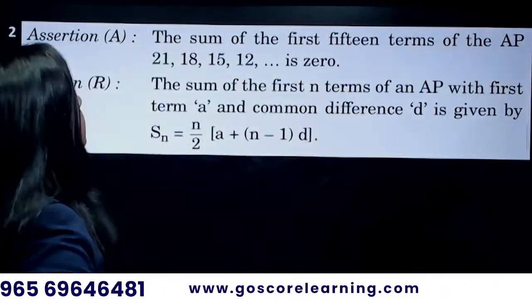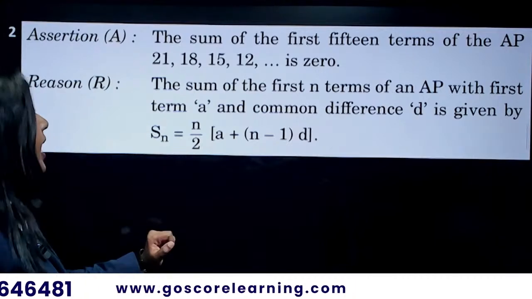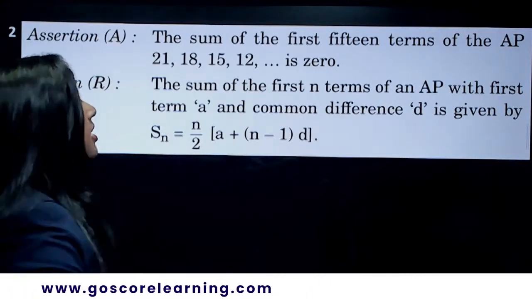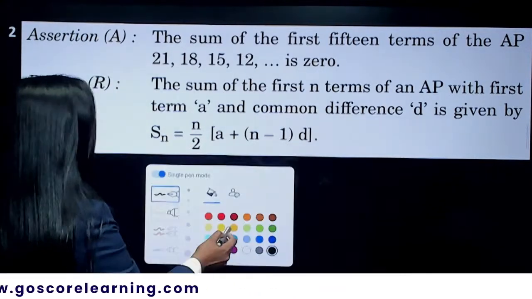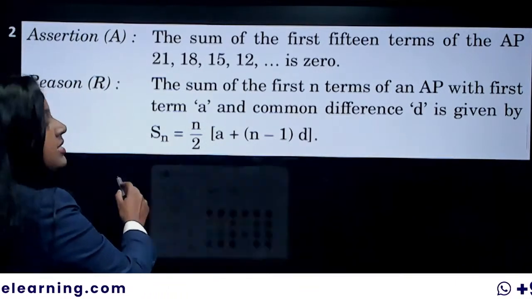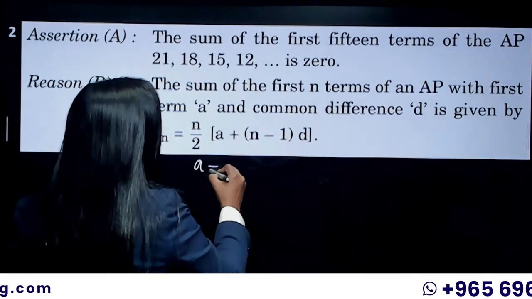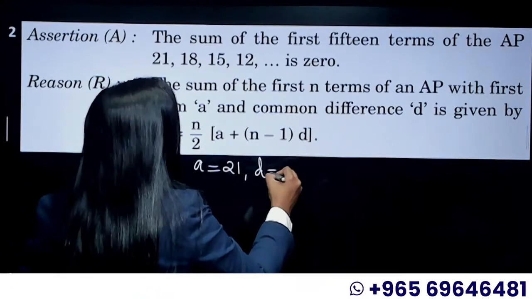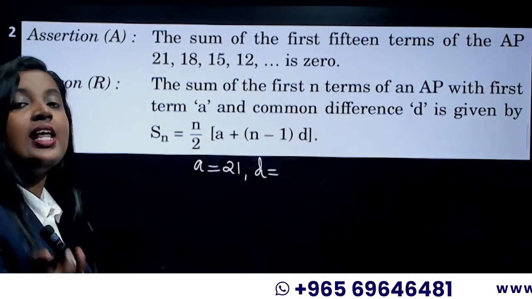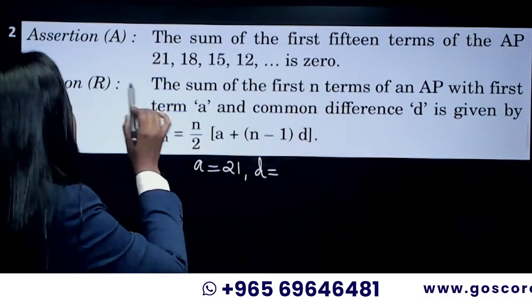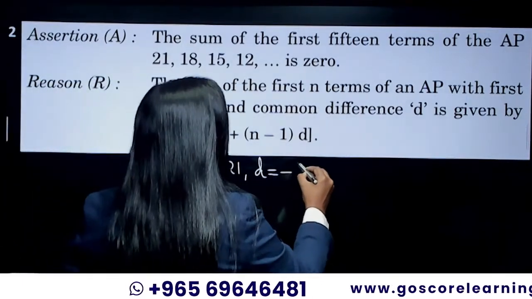It is given that the sum of the first 15 terms of the AP is 0. So which are the numbers given here? The first term is 21, so a is equal to 21. What is d? d is actually a2 minus a1, that is 18 minus 21, which is negative 3.